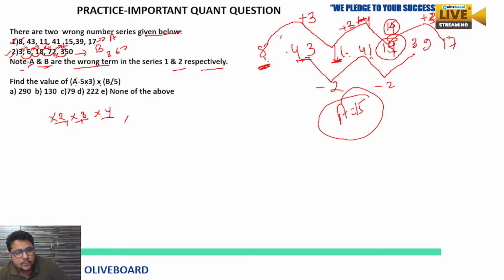Just put that in now. A minus 5 multiply 3. So A is how much? 15. 15 minus 5 multiply 3 means 15 minus 15, which is going to be 0. So when you multiply something with 0, 0 multiply 350 by 5, 70 multiply 0 is going to be 0 only. So your answer is going to be option E, none of the above. Clear? Very good, Teja. Excellent job.